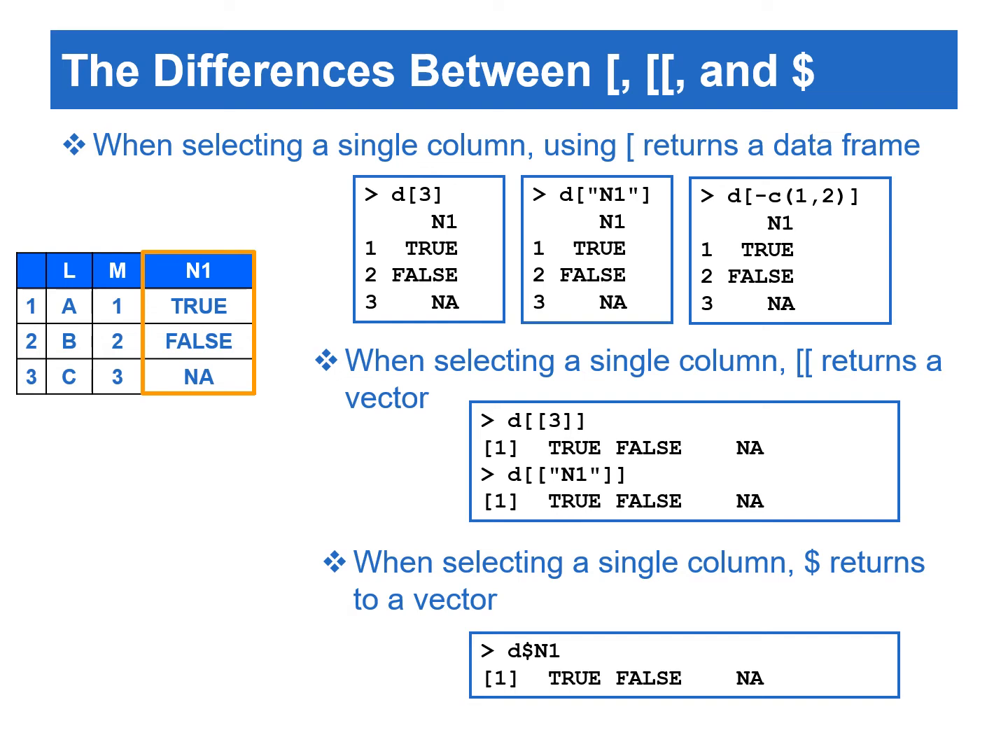So far, we have learned 3 types of operators to select components, including $, single bracket, and double brackets. Let's summarize which operators to use when selecting components from an object. First, using single brackets always returns an object with the same data type as the target object. For example, when we select one single column from D, by using single brackets, the result is still a data frame. On the other hand, if we select one single column, by using either double brackets or the $ sign operator, it will return a vector.